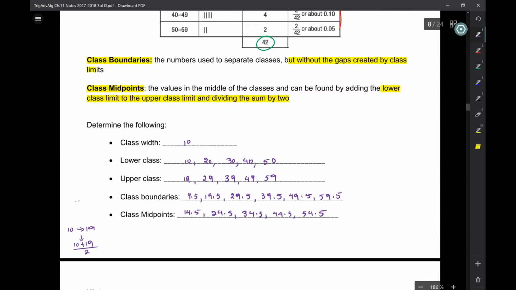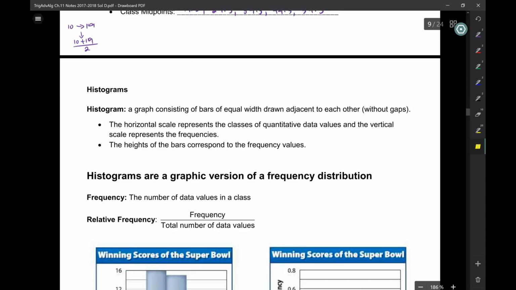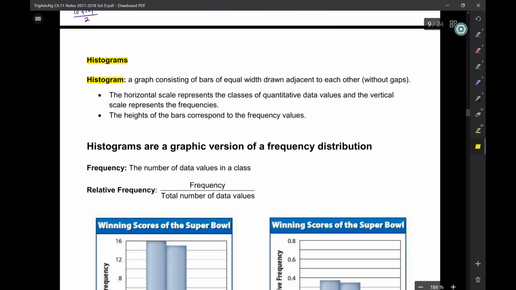All right. Now, this is fine, but what if you're the graph type of person? What if you want to publish this for the average person and you want to make it very easily recognizable? Well, then you make a graph out of it. The graph version of this exact same information is a histogram. That's a graph consisting of bars of equal width drawn adjacent to each other. So they're stuck to each other. There are no gaps. The horizontal scale represents the classes. The heights are the frequency values.